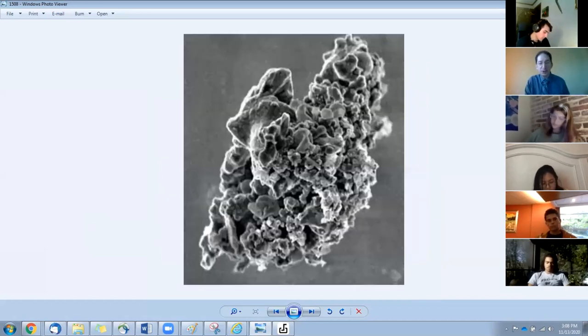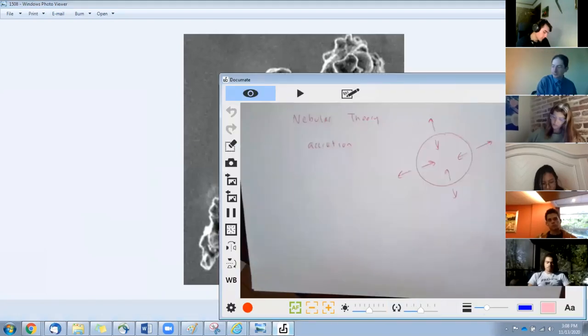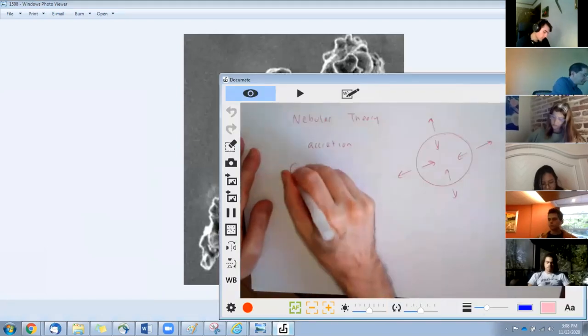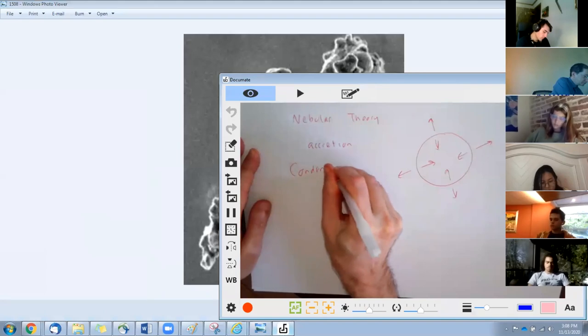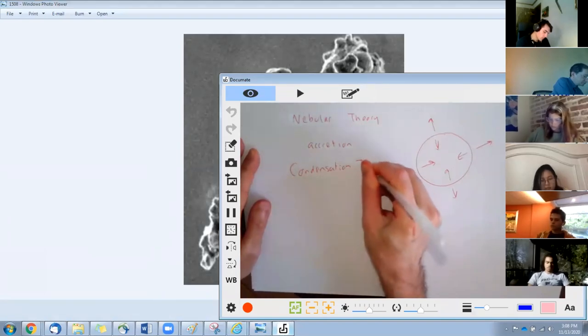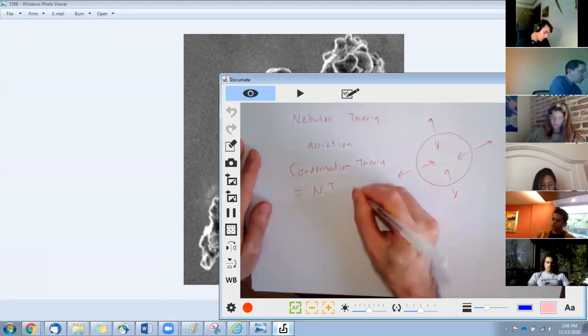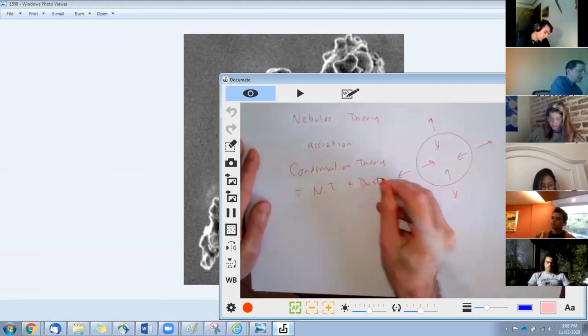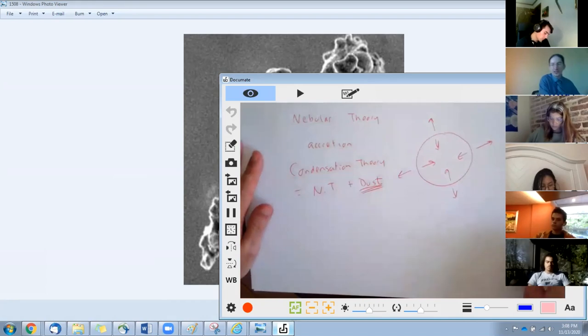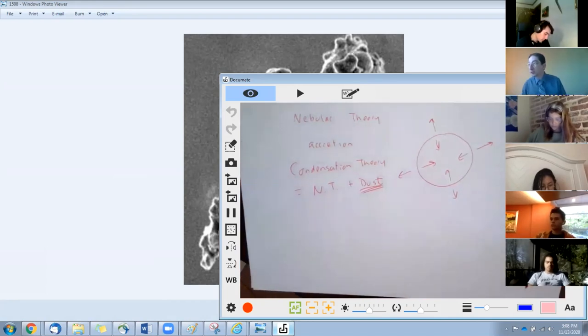So the solution is something called the condensation theory. And this is basically the nebular theory that got us most of the way, plus dust. Dust plays a critical role. It plays two critical roles, actually, as we'll see.